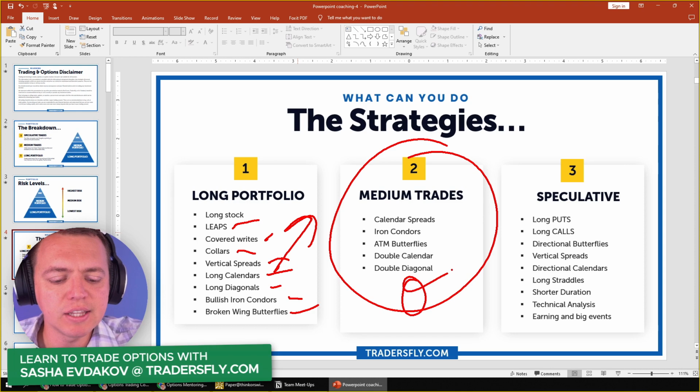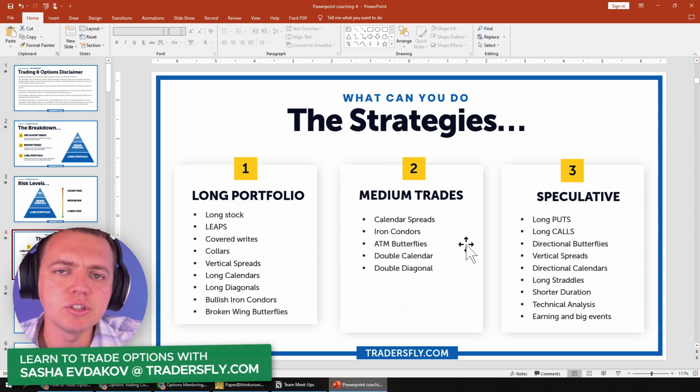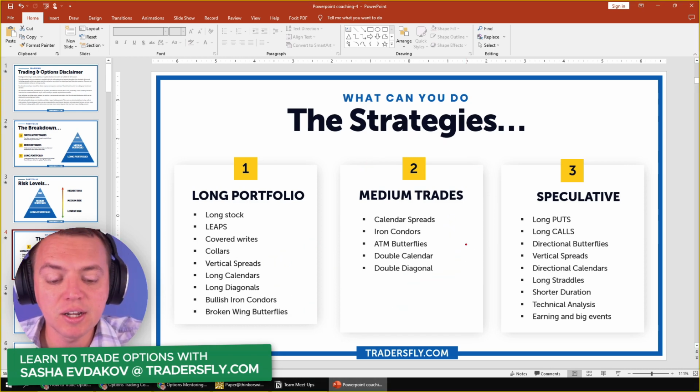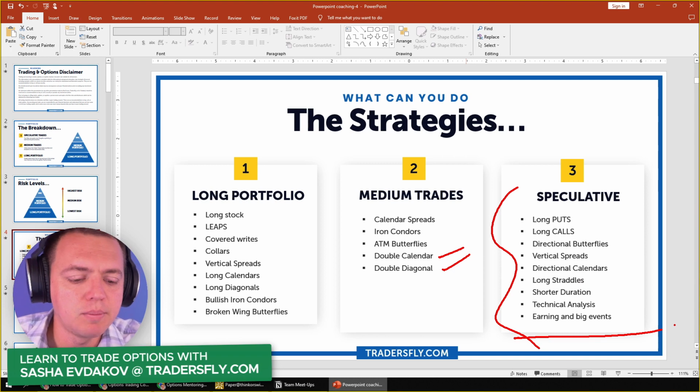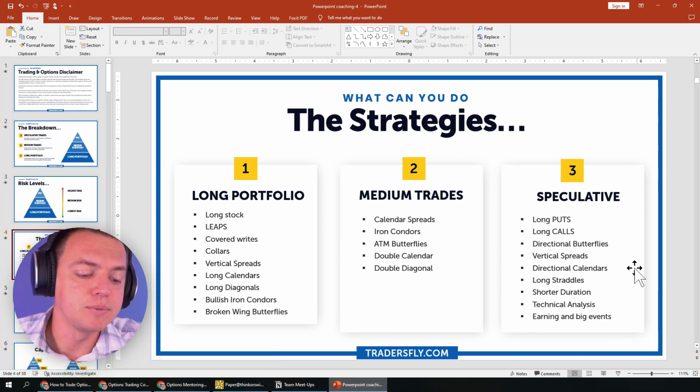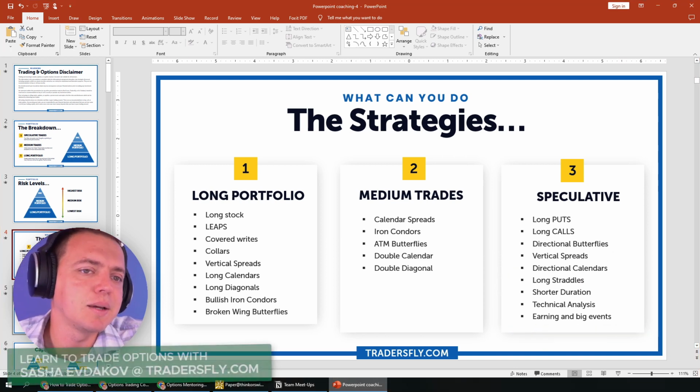Medium term trades, this is theta trades. This is more non-directional trades. So these would be like calendar spreads, iron condors, butterflies, double calendars, and double diagonals. And speculative is pretty much anything you want. It could be shorter term. It could be earnings, big events. You could do things with more technical analysis, that type of stuff.